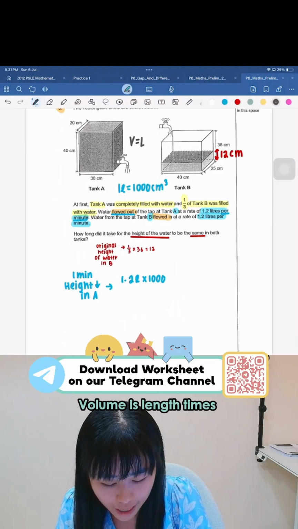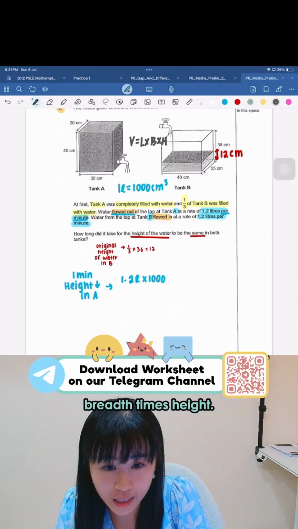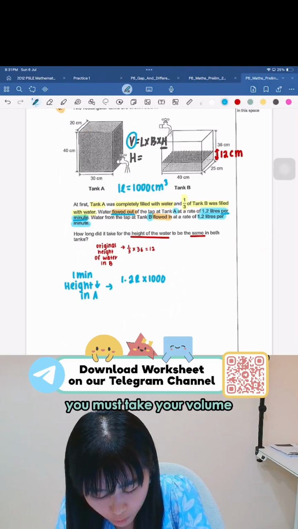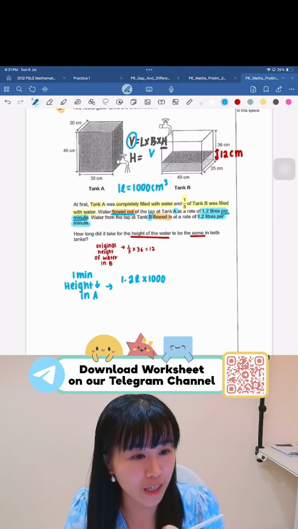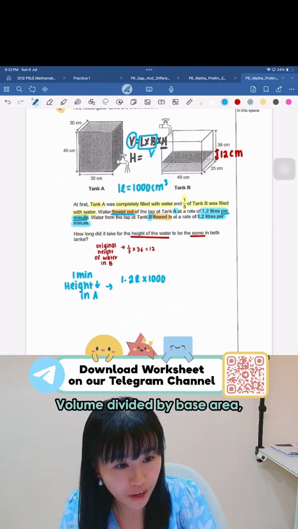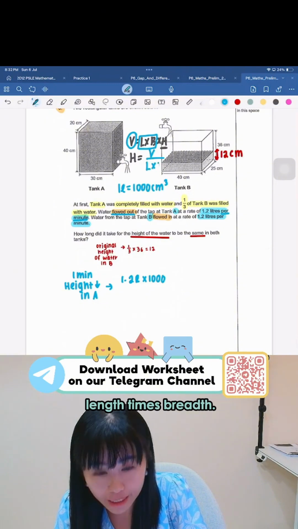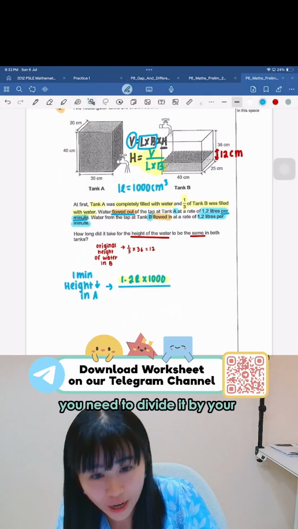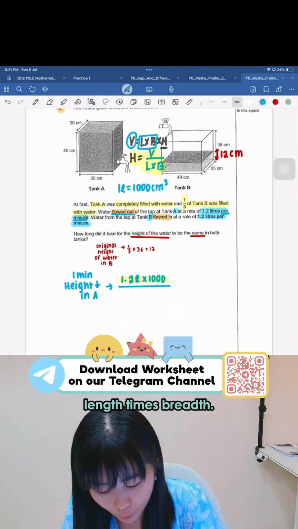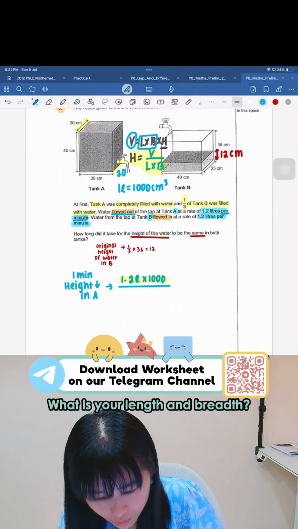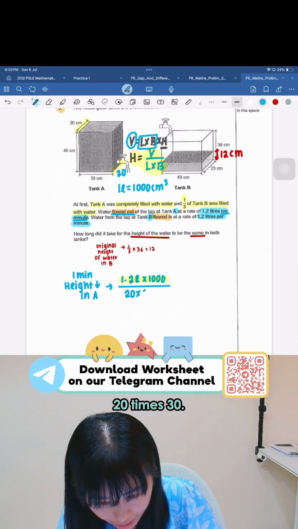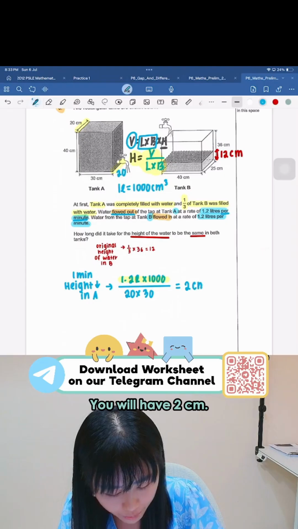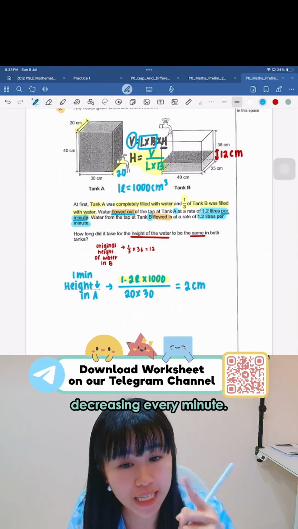Volume is length times breadth times height. To get your height, you must take your volume. You must take your volume, do what, everybody? Divide, yes, volume divided by base area, length and breadth, right? So you have the volume here already. You need to divide it by your length and breadth. And everybody, what is your length and breadth? 20 times 30, yes. You will have 2 cm. That is your height decreasing every minute.